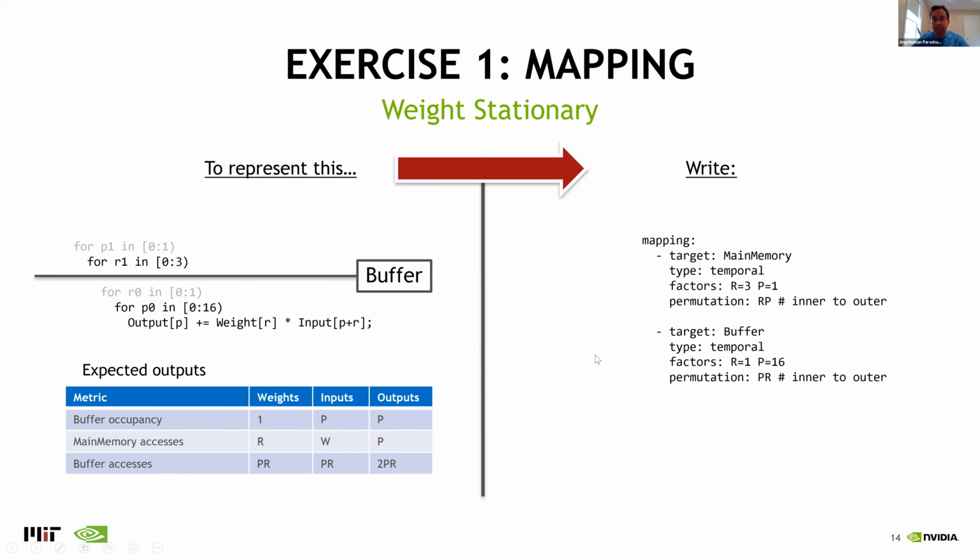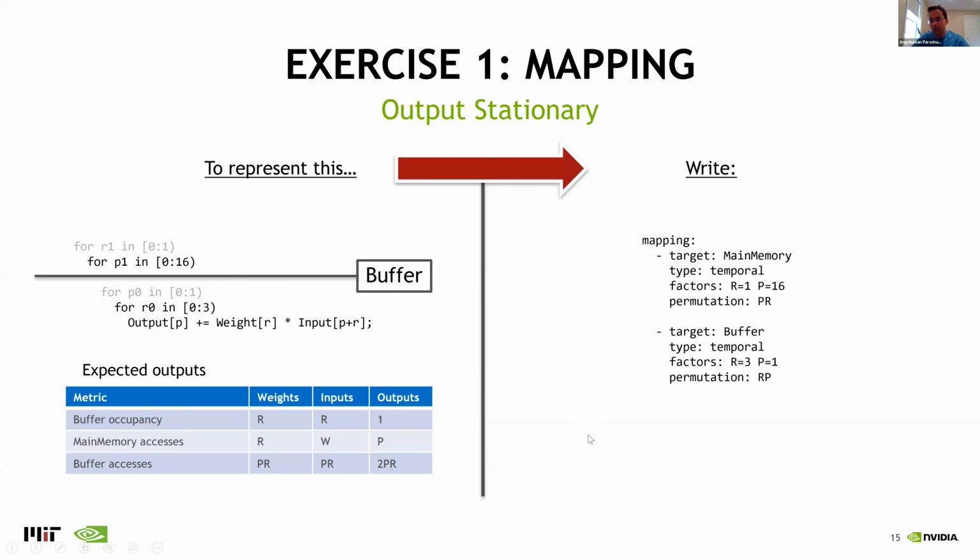And so to represent this mapping, it's very similar to the previous example, but we added another mapping descriptor. So you've got a descriptor for your main memory, you've got a descriptor for your buffer. They're still temporal, and you just set up the factors. So R equals 3 and P equals 1 corresponds to the loop bounds over here. And R equals 1 and P equals 16 correspond to the loop bounds over here. And the permutation in this case doesn't really matter because there's only one loop in each block. But in general, it's inner to outer again, and it's local to this block. Okay, so this is weight stationary.